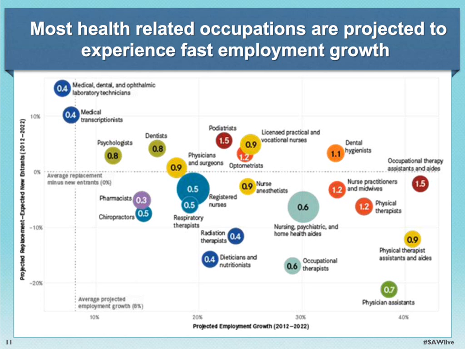Right. So first about nurses, you see here there's this big bubble in the middle next to registered nurses. So registered nurses are well above average in terms of the expected shortage. But if you see to the right of it, you see nurse anesthetists and nurse practitioners and midwives that are ranked higher, partly because they are growing faster. So definitely significant shortages in nurses expected.